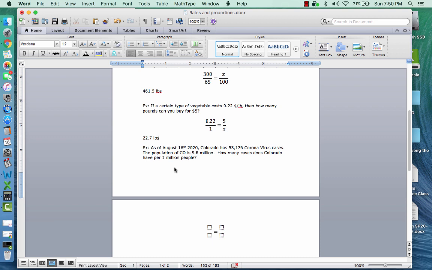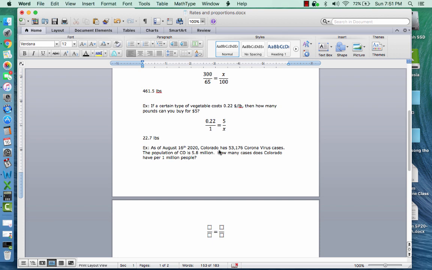Colorado has 5.8 million people. A place like California has, I think, over 30 million people or somewhere around there. So you can't just compare the raw numbers. You have to do a per capita comparison. So when I say how many cases does Colorado have per 1 million people, that's a per capita thing. So it gives a fair comparison to a fixed size group of people.